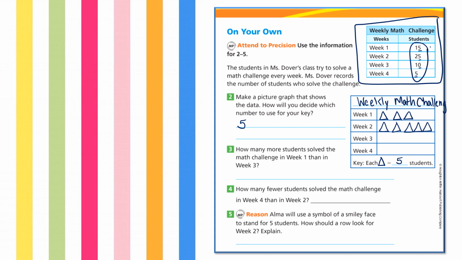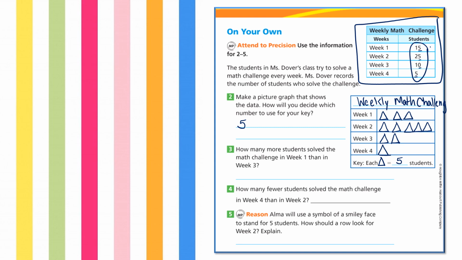For week 3, I have 10, and I know that 10 divided by 5 is 2 groups, so I'm going to put 2 triangles. And for week 4, I have 5, so I'm going to use 1 triangle because I know that each triangle represents 5 students. And there I have my picture graph.